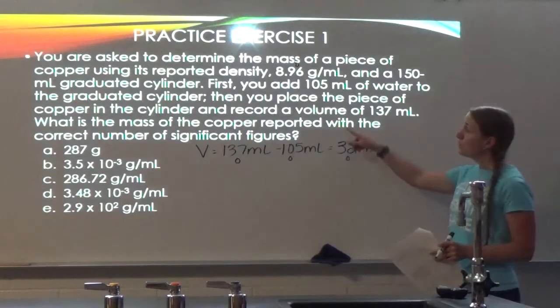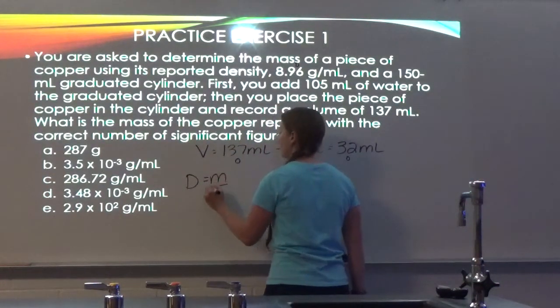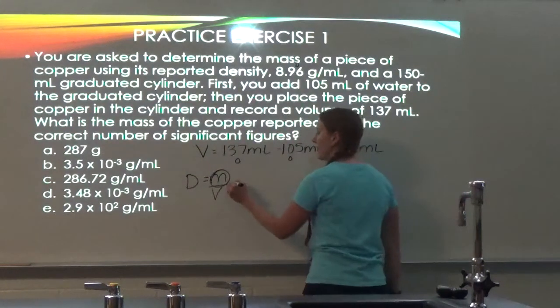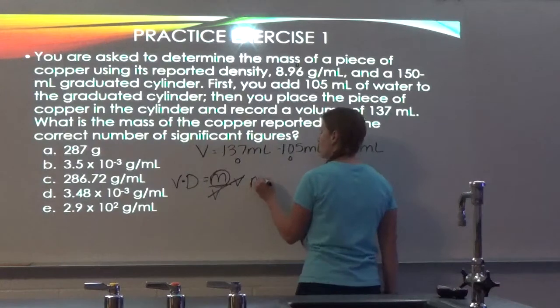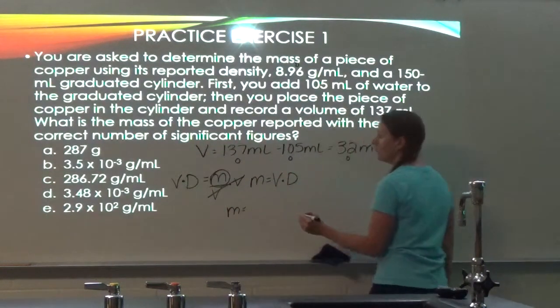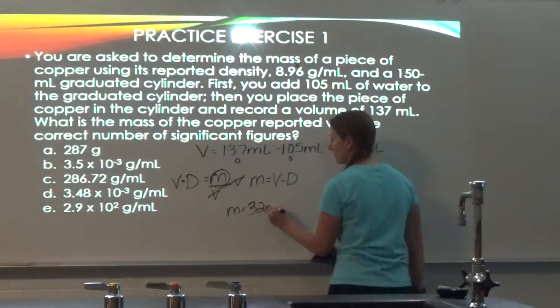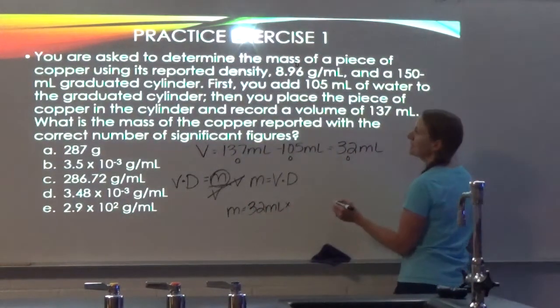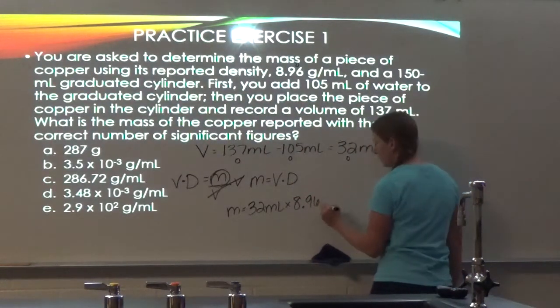Right? We are looking for mass. So density equals mass over volume. If I'm looking for mass, I need to multiply both sides by volume. So mass is volume times density. So then I just plug in. So the volume I just calculated was 32 milliliters. And my density is 8.96 grams per milliliter.